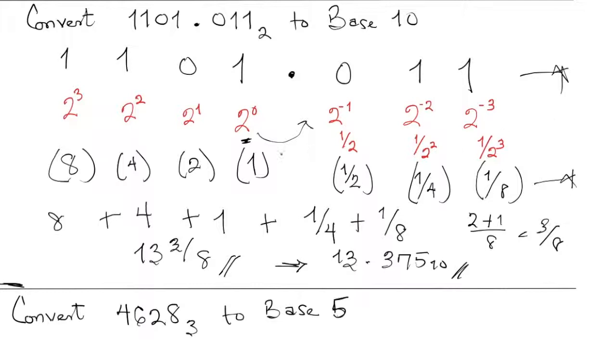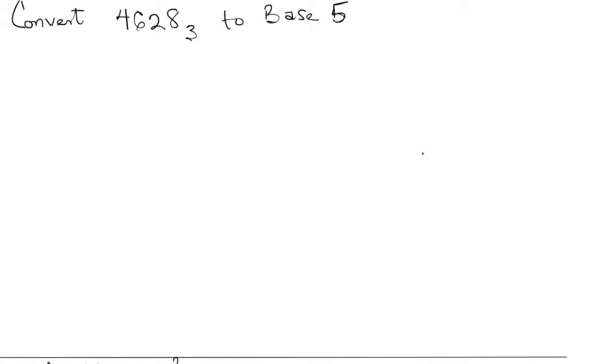Simple as that. What we've done up until now is converting from base 10 to another base, or converting from another base to base 10. Now, if you are asked to convert from a base that is not base 10 to another base that is not base 10 either, as in this case, we're converting from base 3 to base 5, it's simple. What you do is you first convert from base 3 to base 10, and then from base 10 to base 5.